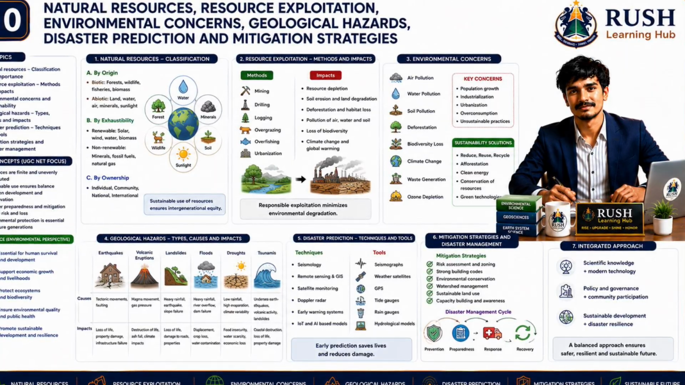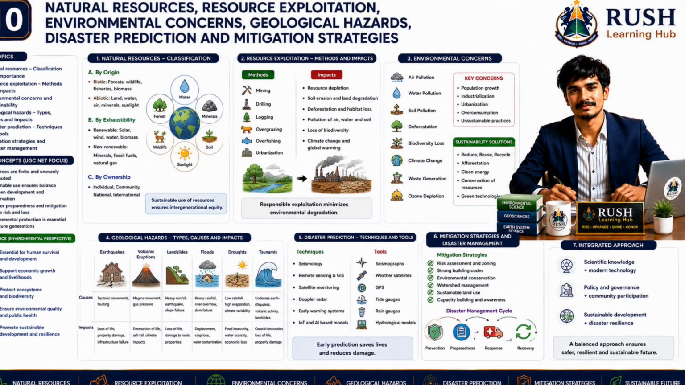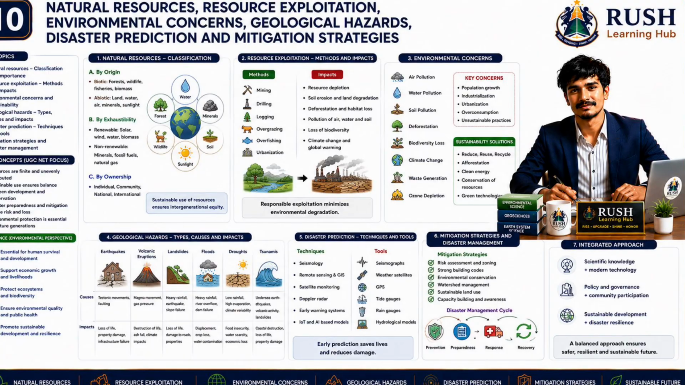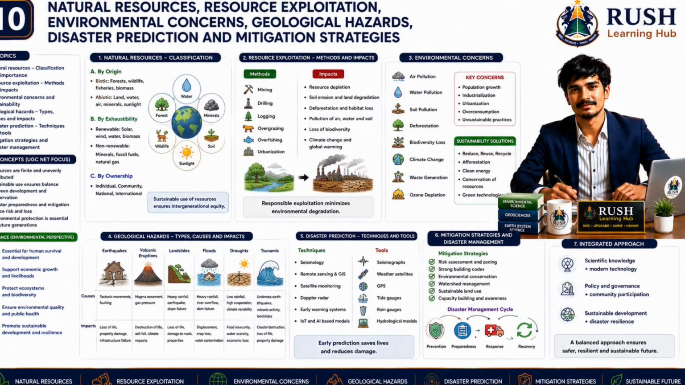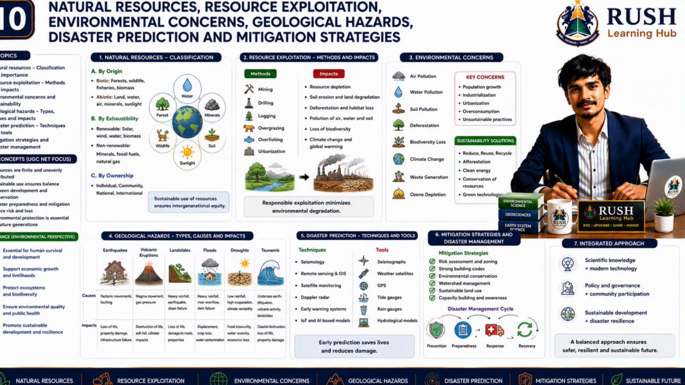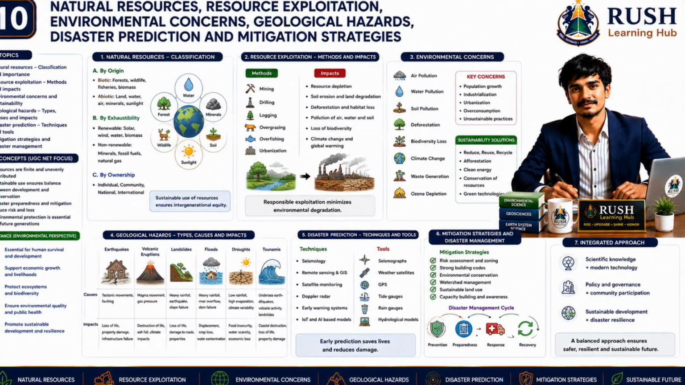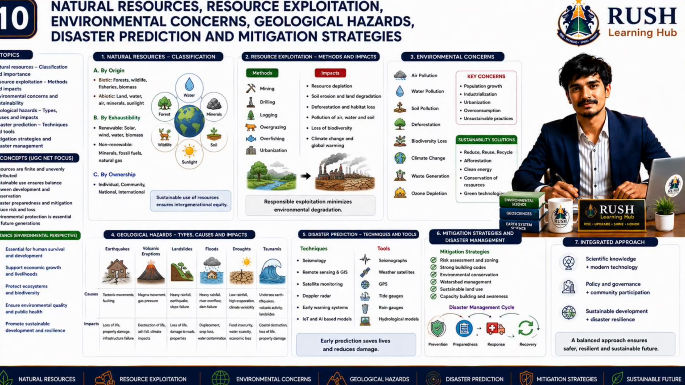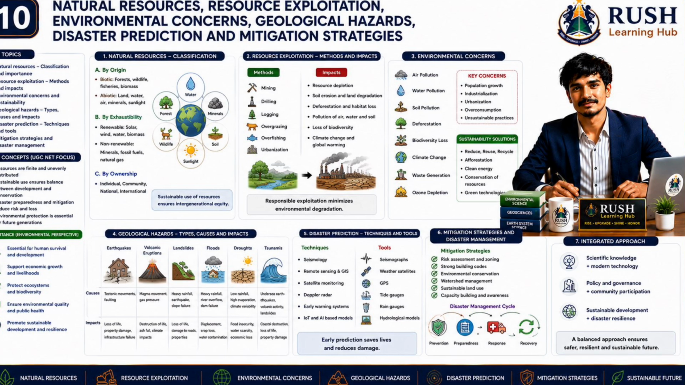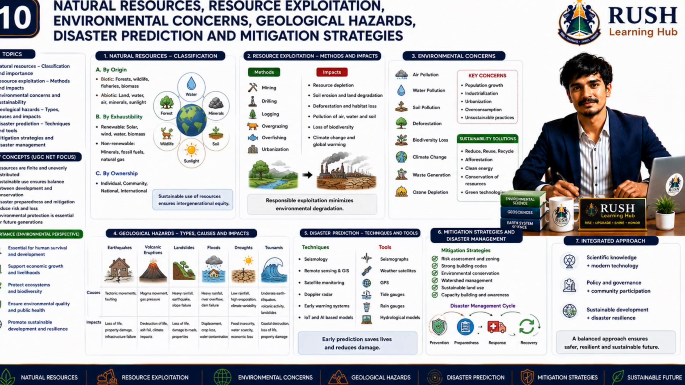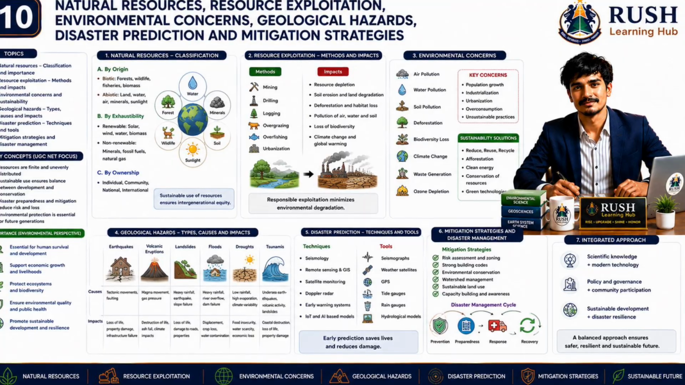For UGC NET examination, remember the following important concepts. Classification of natural resources. Resource exploration and exploitation. Environmental impacts of resource utilization. Conservation of non-renewable resources. Sustainable development. Major geological hazards including earthquakes, volcanoes, floods, landslides, droughts, avalanches, tsunamis, and cloudbursts.